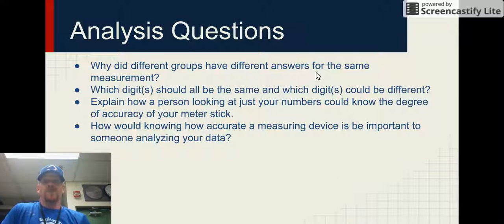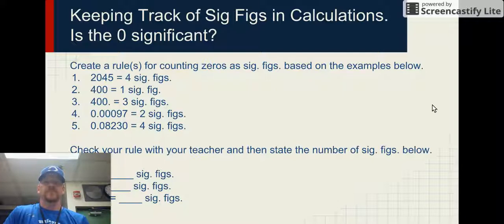Now, all the rest of the digits should be pretty much the same. So for example, when I was walking around class and looking at people's numbers, everybody had something like 141.5 or whatever. And then that last number is going to be different. So if you're using the measuring devices correctly, and if everybody's kind of looking at them the same, you're going to end up with maybe that last digit being the only one that's different from other folks.